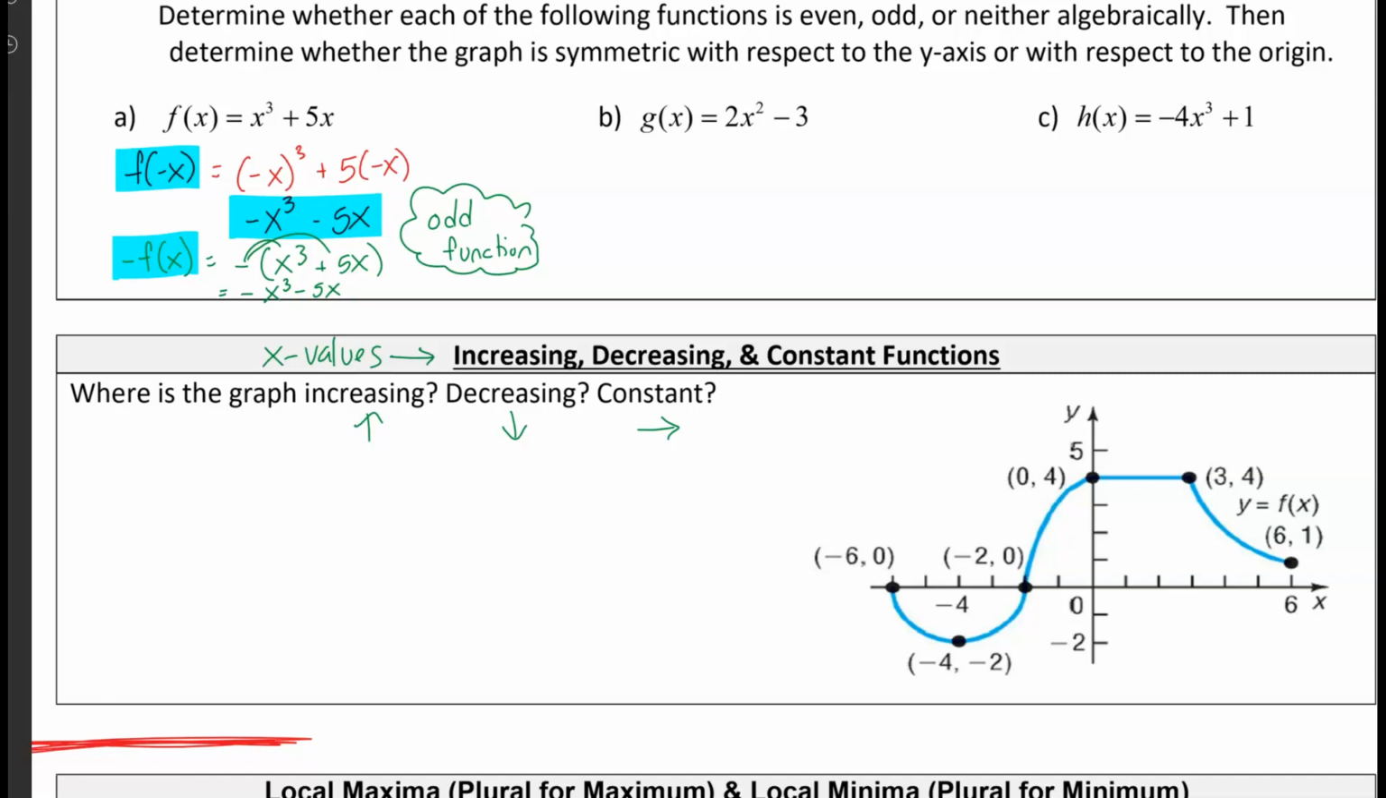And we always read graphs going left to right, right? Least to greatest. So this is my starting point right here. Starting at that starting point, I'm reading left to right. Am I going up, down, or remaining the same? Down. You're decreasing, right? So our first interval is a decreasing interval.